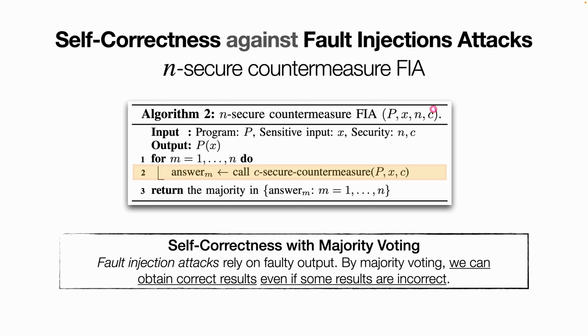So the second countermeasure is a countermeasure against fault injection attacks. This time it takes an additional parameter n to collect n votes, and executes the C-secure countermeasure n times. One or more results may be faulty, but the majority voting is going to provide the self-consistency. If the majority of the results are correct, then the result should be correct. The number of faults that can be introduced by the attacker cannot be more than n over 2, half of n, right? So this is by default an assumption.